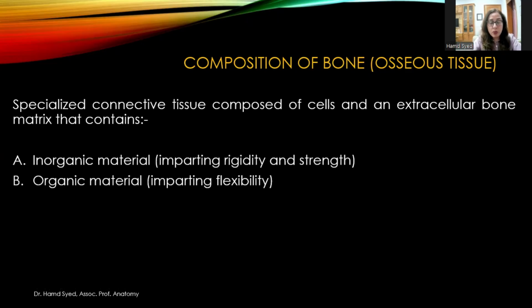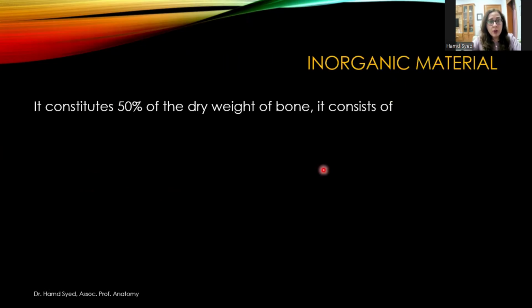This extracellular bone matrix consists of two parts, the inorganic material and the organic material. The inorganic material is that component of bone which provides it the strength and the rigidity, whereas the organic material is the part which is responsible for the flexibility of the bone. Remember, the inorganic material constitutes 50% of the dry weight of bone.